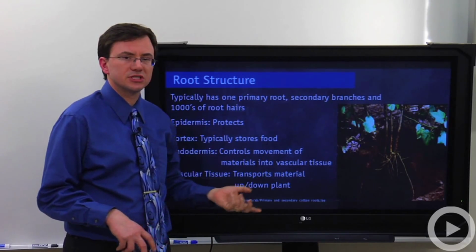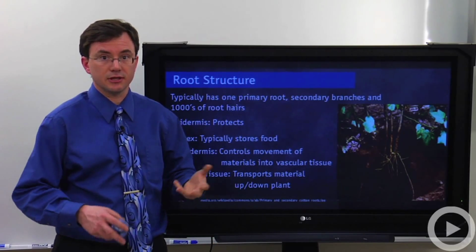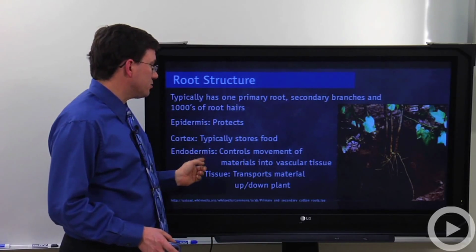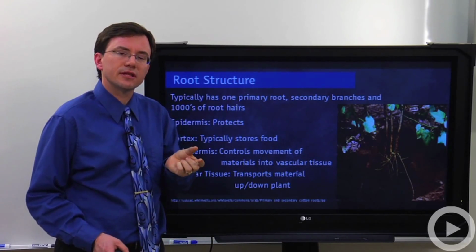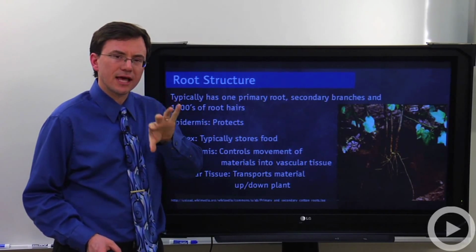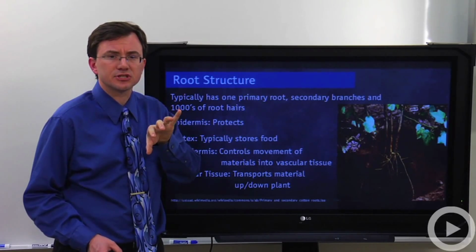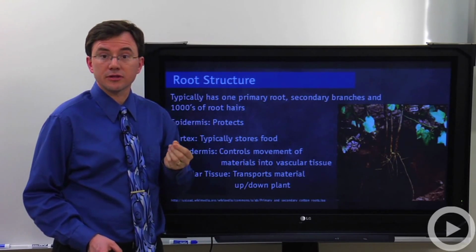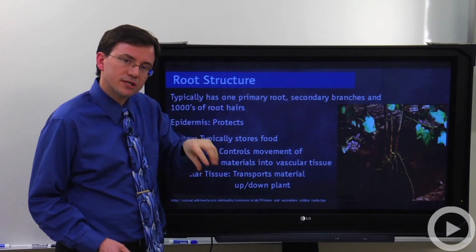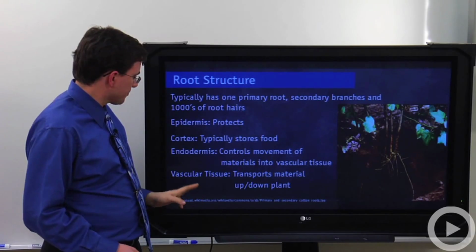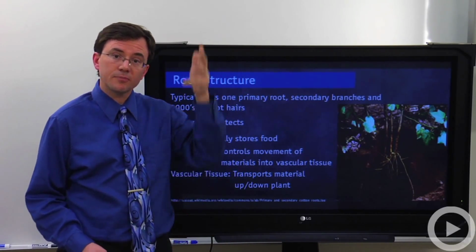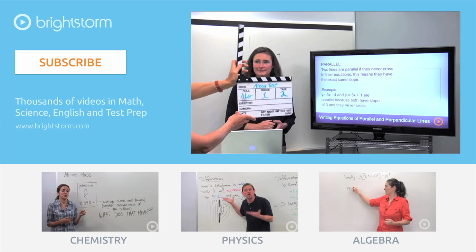There's the cortex, which is usually used for the storage of food, such as the cortex that makes up much of a potato. Then there's the endodermis. That's a thin, single-celled layer that helps control what can come in and out of the vascular bundles. This is your last security station, essentially. And it has this layer called the Casparian strip, which forces materials out of the cell walls and across the cell membrane of the endodermis. Finally, you have the vascular tissue that helps transport materials up and down the entire plant.